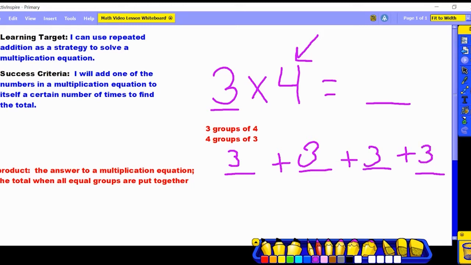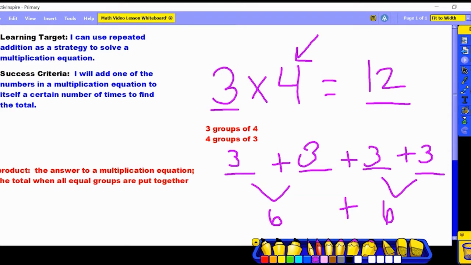Oops, my 3's are a little sloppy there. So if I did 3 plus 3, I know that equals 6. And if I add my other 3's, that's another 6. And then I can think about what 6 plus 6 is equal to, which is the same as our last example that we did. We get a total of 12.